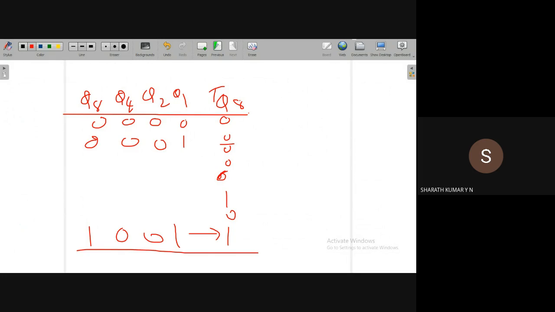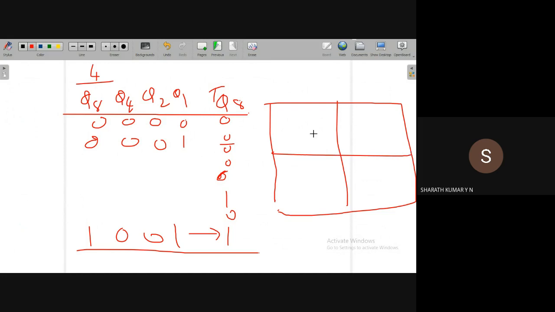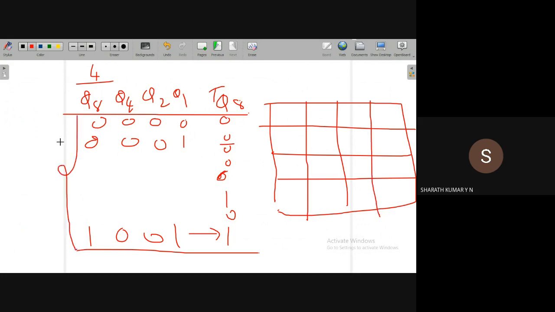Now for a 4-bit function, how many cells are there in a K-map? There are totally 16 cells in a K-map. The 16 cells means what we have written is only from 0 to 9, only 10 states. Still 6 more states are missing, that is from 1010 up to 1111. For this input, what should be the output?